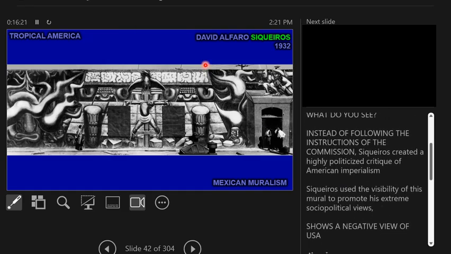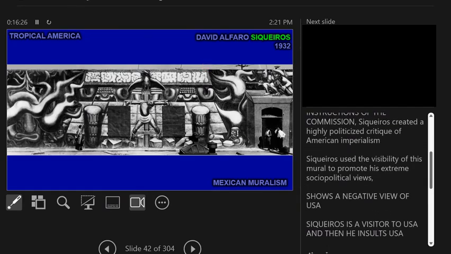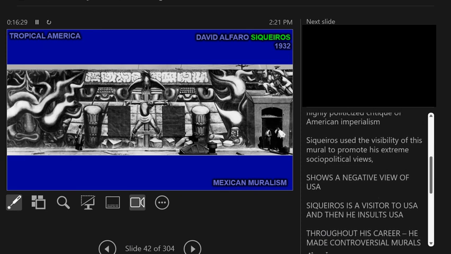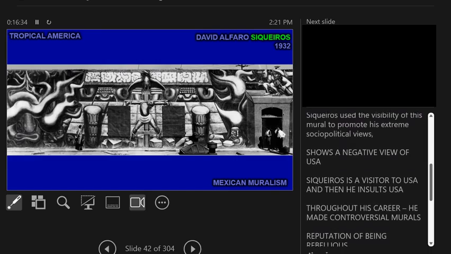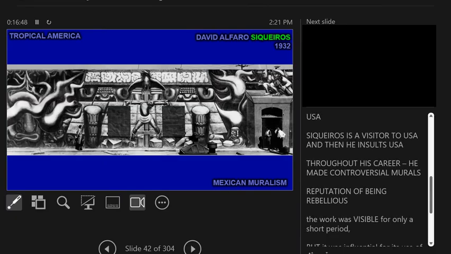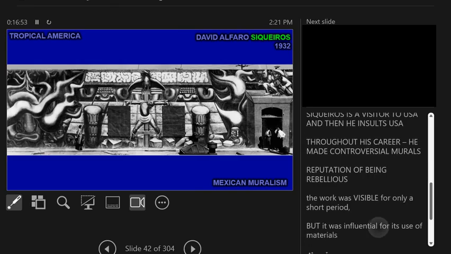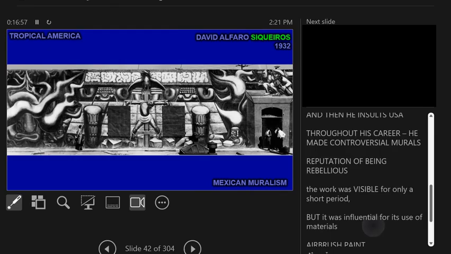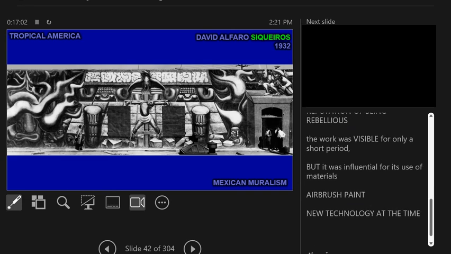So instead of following the instructions of the commission, Siqueiros created a highly politicized critique of American imperialism. Siqueiros used the visibility of the mural to promote his extreme socio-political views. This painting is showing America in a bad light. It's almost like these are the effects of America on Mexico. So here he is, a visitor to the U.S., and then he insults the U.S. with this painting. So throughout his career, he made controversial murals, and he had a reputation of being rebellious.